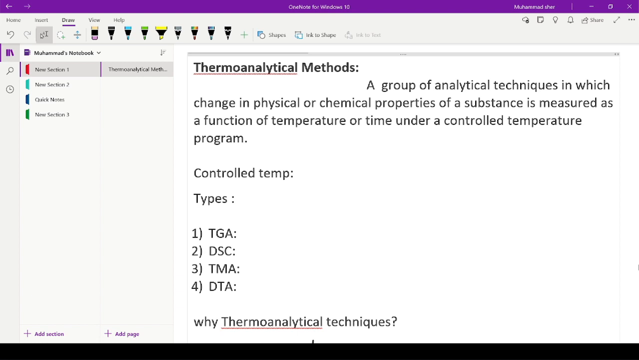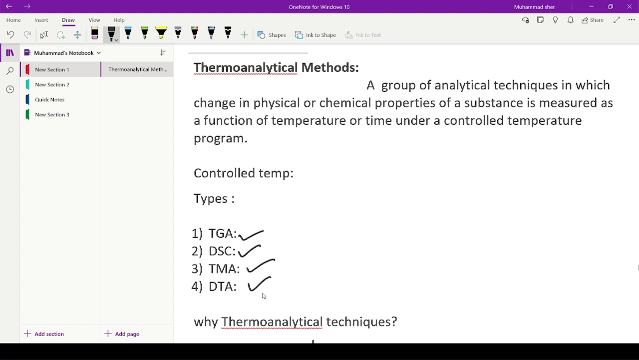Basically, I am planning to make a series of lectures on thermoanalytical methods in which we will be covering different thermoanalytical techniques including thermogravimetric analysis, differential scanning calorimetry, thermomechanical analysis and DTA. Before going into the detail of these thermoanalytical techniques, let's have a look at the definition of thermoanalytical method.